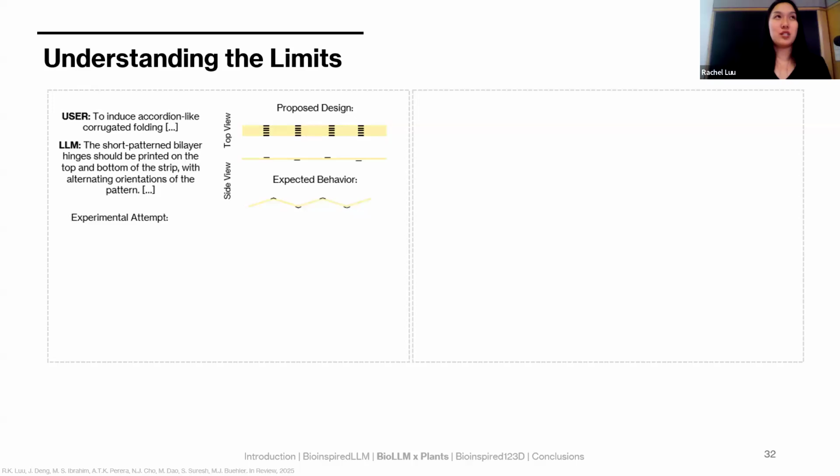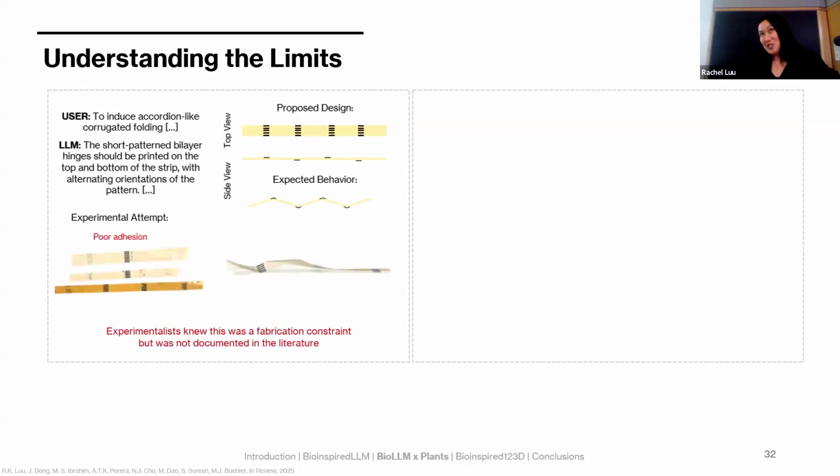However, when I went to the experimentalists and told them this, they were like, actually, we can't do that. It's just a fabrication constraint on our end. The pollen paper is just too glossy on one end, so it leads to very poor adhesion. And as a result, when it comes to actually actuating it, it doesn't quite work.